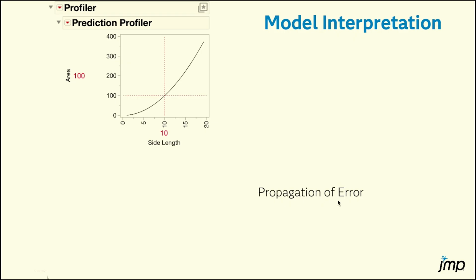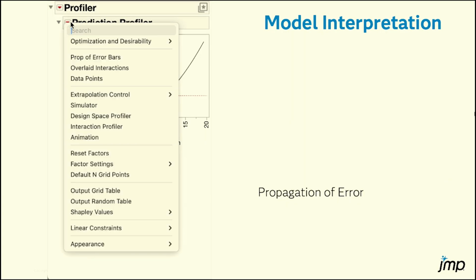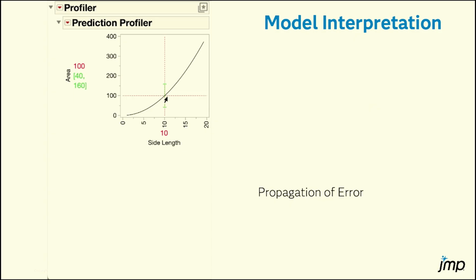So here we go, we've got the side length, we've got the area, and if I want to assign that propagation of error, I use the red triangle, and I get that prop of error bars option. It only shows up because I have this column property. But then you can see when I have some amount of error, so if the sigma was 1, then this is the amount of error that's going to propagate at that value of X into Y. This is one of many ways that we can take variability in X and push it into Y and see what happens. Simulations are probably a better way to do this, so we'll look at some of those options too.